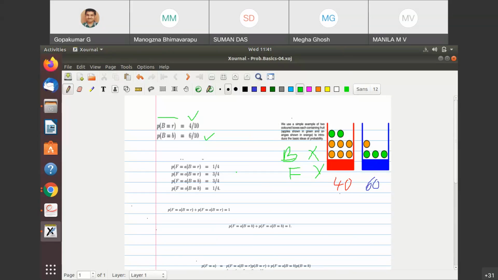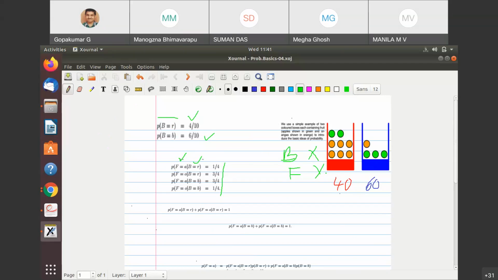Here we assume, for example, that the box selected is red. What is the probability that the fruit selected is an apple? That is the probability of f equal to a given b equal to r. So we can find that out.